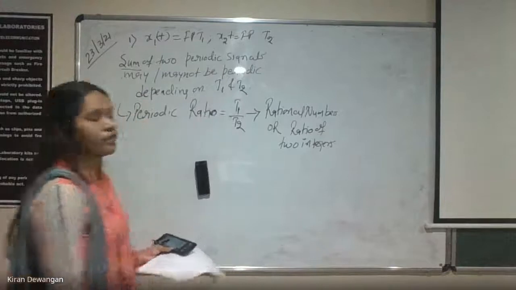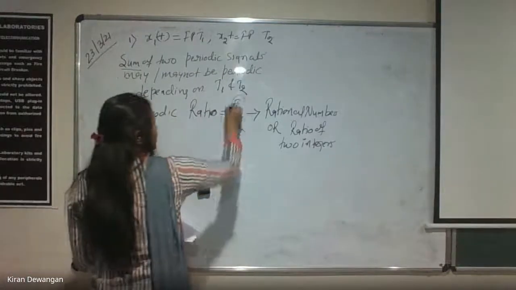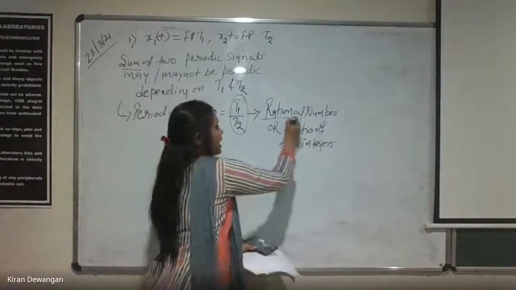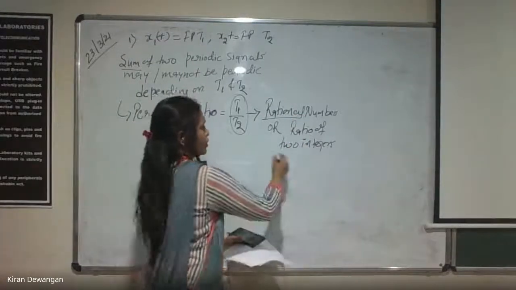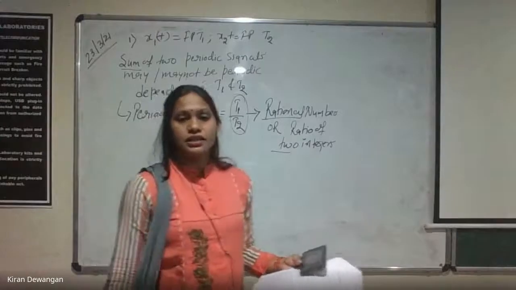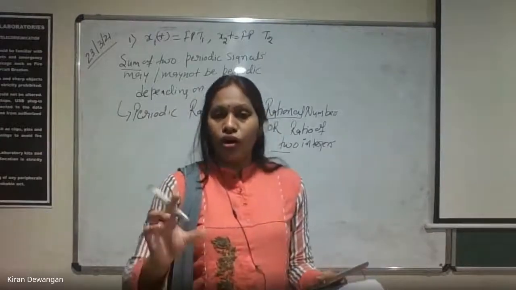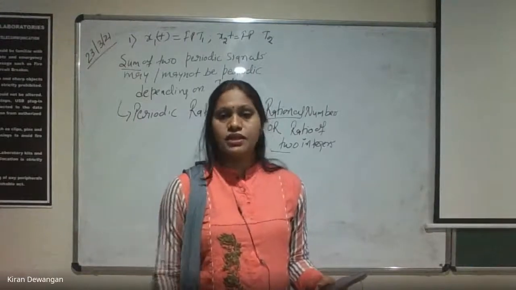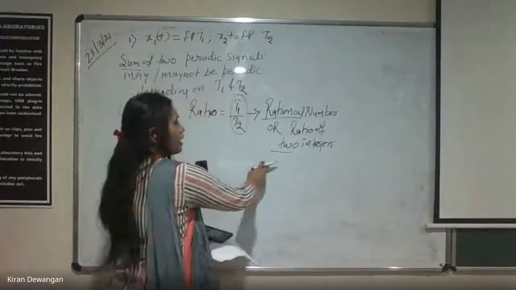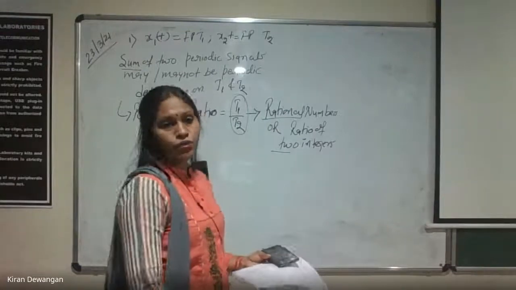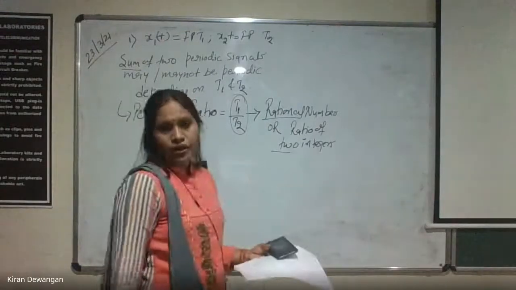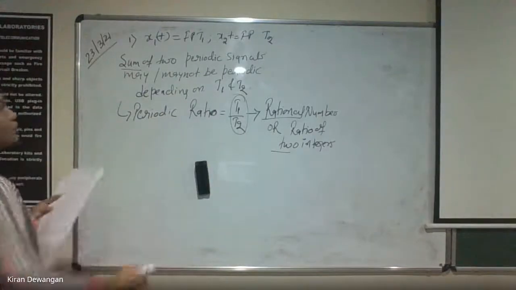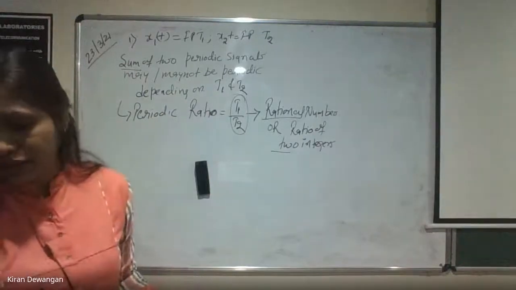Ratio of two integers. मतलब T1 by T2 has to be a particular value. That is, it has to be a rational number or ratio of two integers, that is 4 by 3, 5 by 6. These values. अगर ये value आपका आ रहा है, then in that case it will be periodic. Clear? So that is the condition for the sum of two periodic signals to be periodic in nature.